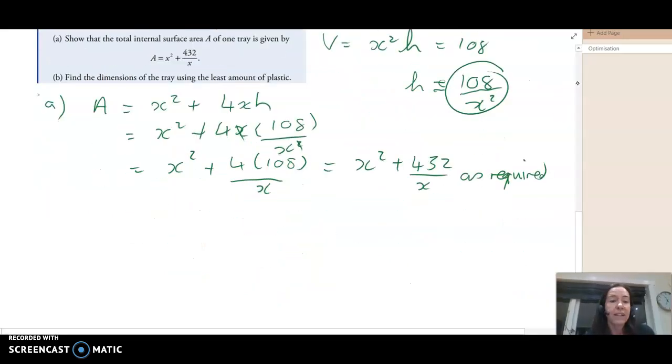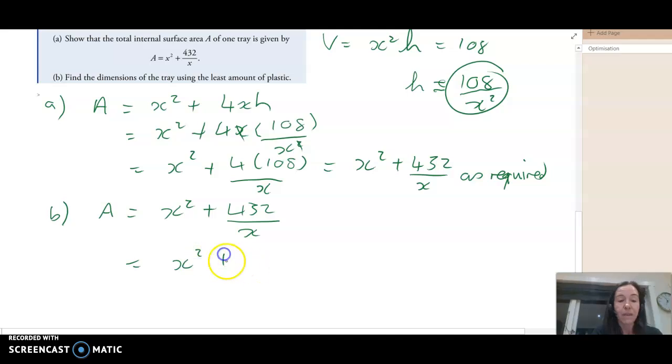So find the dimensions of the tray using the least amount of plastic. So that would be my surface area. I'd want a minimum surface area. So it's great that they've actually given us the equation for that. So first of all, I know that my surface area is equal to X squared plus 432 over X.